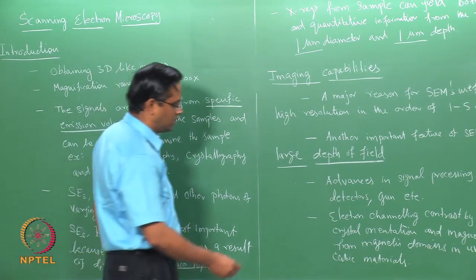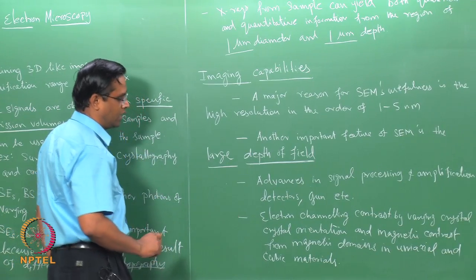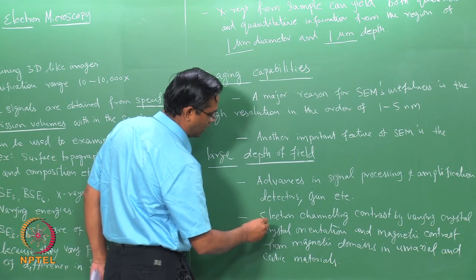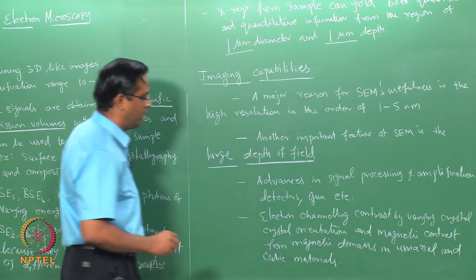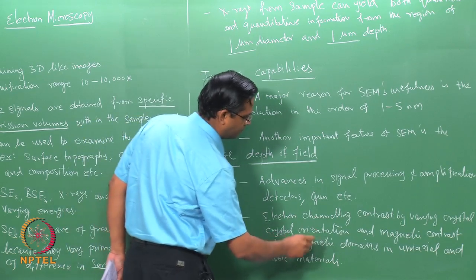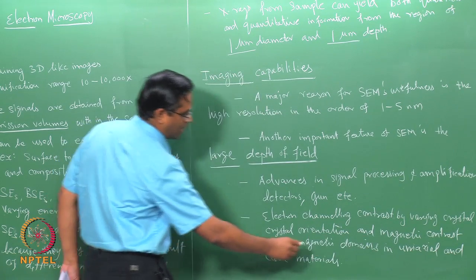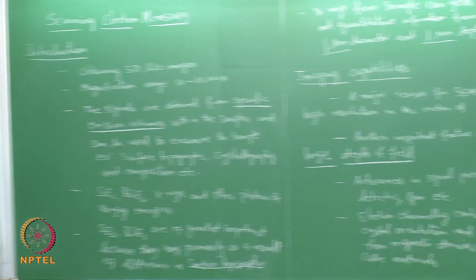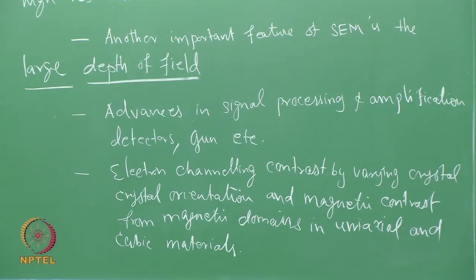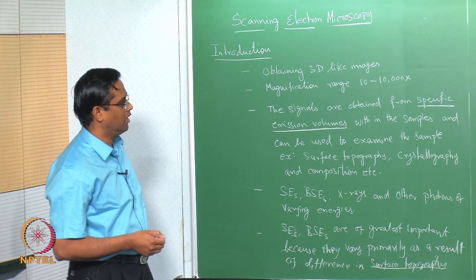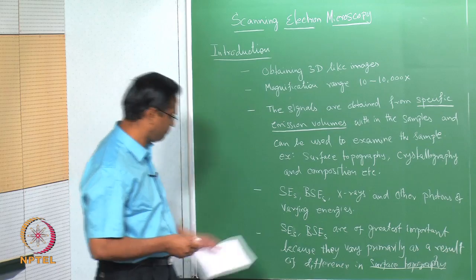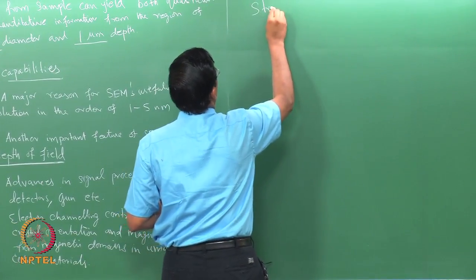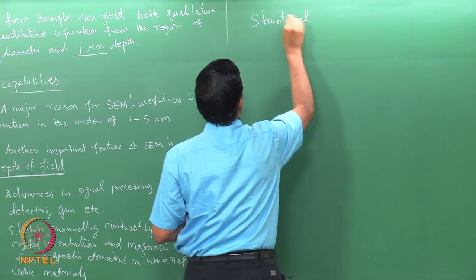So with all these advances, SEMs can also do imaging using electron channeling contrast by varying the crystal orientation, and also magnetic contrast from the magnetic domains in the uniaxial and the cubic materials. So these are some of the highlights of the imaging capabilities of the SEM. You will see that next is structural analysis.